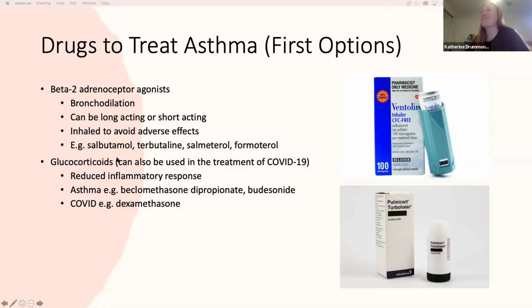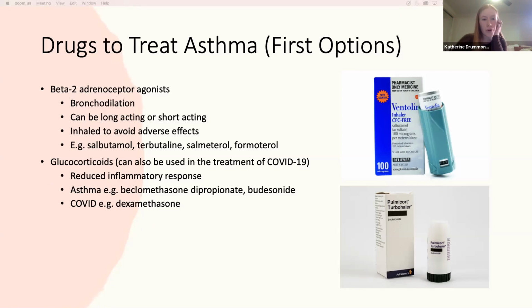And then we have the glucocorticoids, which as a quick note can actually also be used in the treatment of COVID-19, more towards the end of the disease, though, like Stone said, not at the beginning. We don't want to administer it first. At the start, we want to administer an antiviral drug instead. But once it gets a bit worse, we can use dexamethasone. So yeah, they're used to reduce the inflammatory response.